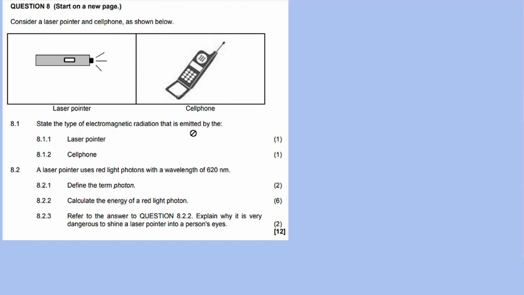Now our question 8 again. Consider a laser pointer and a cell phone, shown below.